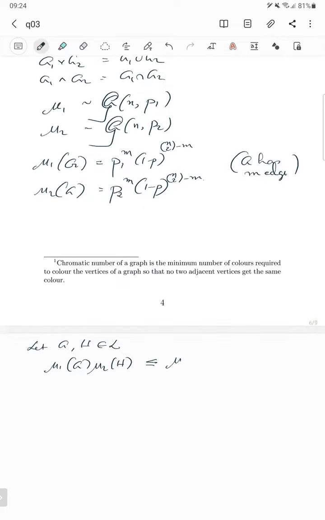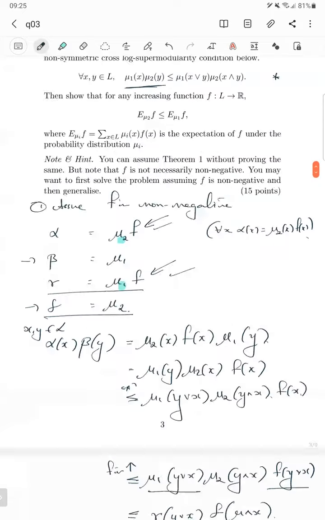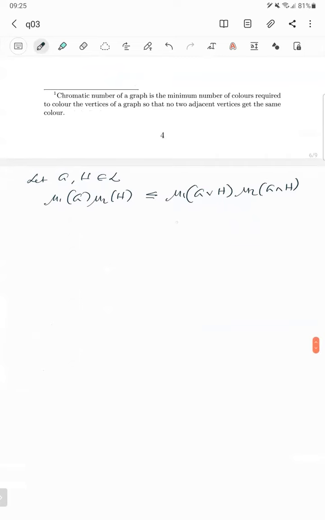You need to show this. Sorry, I got it wrong, yes, this is correct. How will you show this? Yes, sir. Join and meet will be union and intersection. Correct. So this is equal to mu1 of G union H times mu2 of G intersection H. Now I really like the way you argued this in the answer sheet, so you can tell us that.